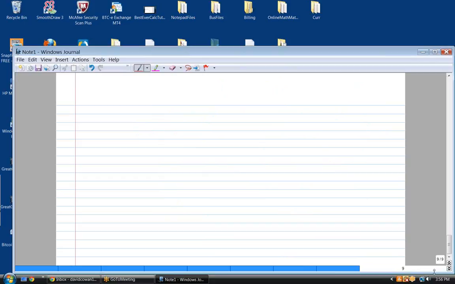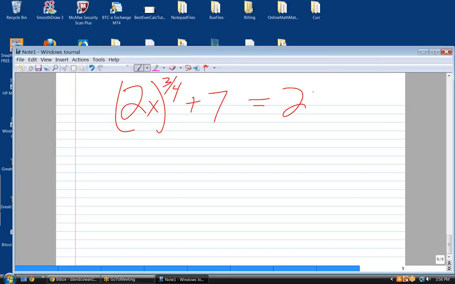And maybe time for one more? Yeah, okay. There's one that says 2x to the power of 3/4 plus 7 is equal to 23. And the entire 2x was in parentheses? Actually, no. There was no parentheses, so it's just the x that's being raised. First step?